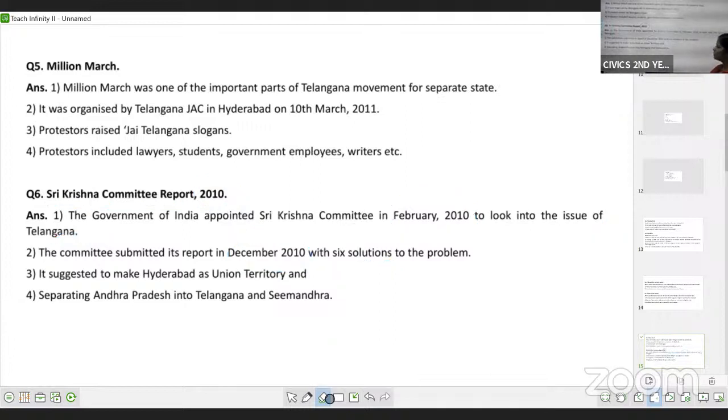One of those 6 suggestions was to make Hyderabad a union territory. Or separating Andhra Pradesh and forming 2 states, that is Telangana and Seema-Andhra. Seema-Andhra means merging the Rayalaseema region with Andhra. We can have 2 states, Telangana and Seema-Andhra. That is your Sri Krishna Committee report.